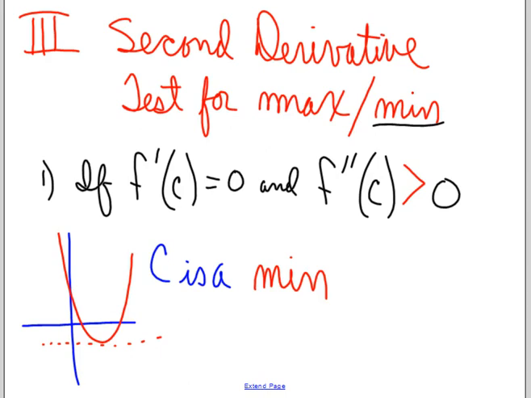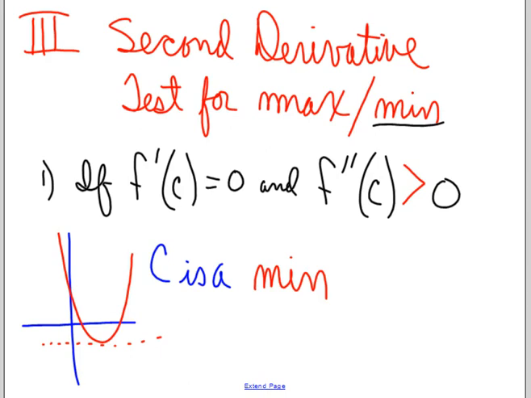So they both prove the same thing. You would never do both of them on the same problem unless it said, just for giggles and kicks, show me that you know how. You wouldn't do both. You'd pick one or the other because they're both showing if something's a max or if it's a min.